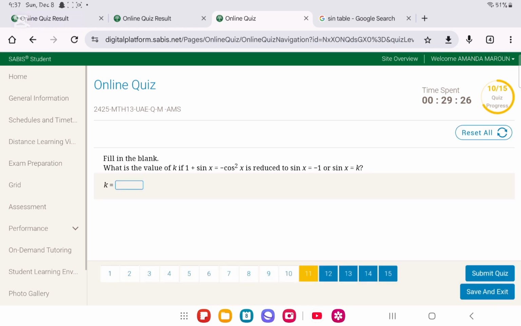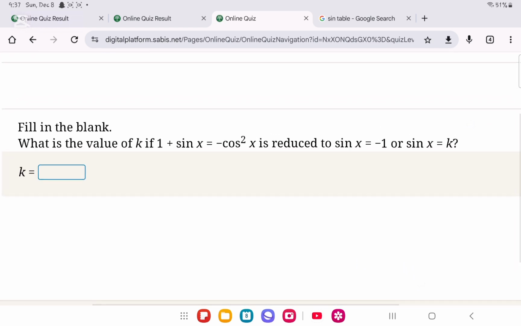If we move on to question number 11, it's another one of the solving. And here what we need to know is that sine squared is equal to 1 minus cosine squared. Okay. So we have 1 plus sine x. We have sine and cosine squared. So which one can we change? Can we change the sine?